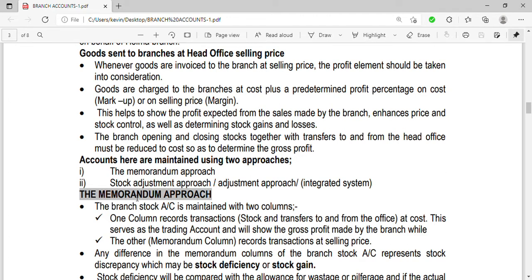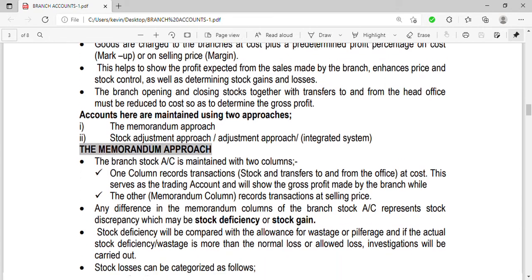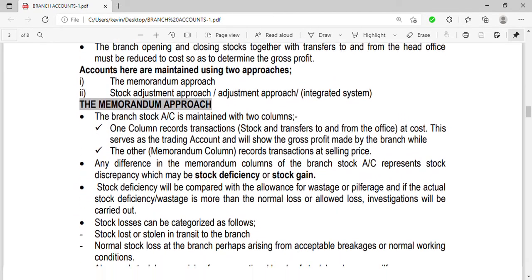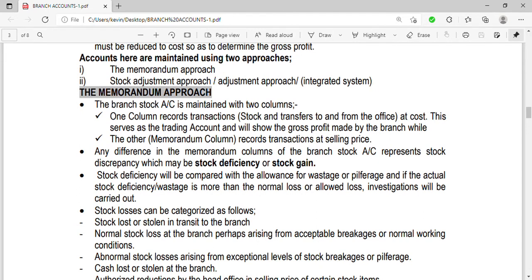Here accounts are maintained using two approaches. We have the memorandum approach and then the stock adjustment approach, also known as the integrated system. So we shall start with the memorandum approach.